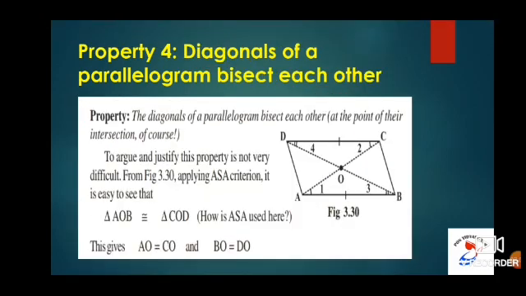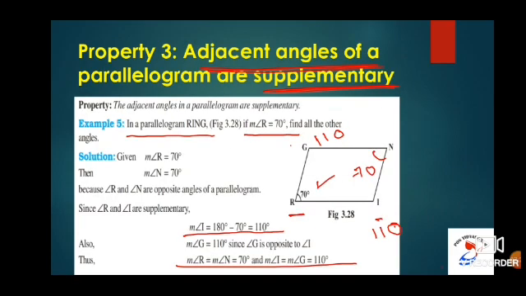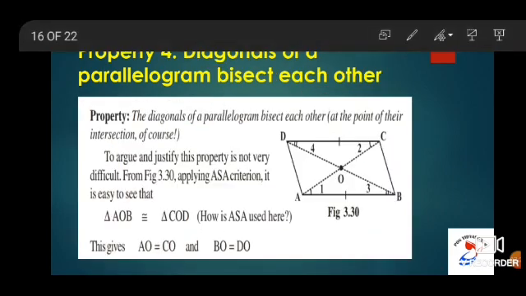Now the last property of a parallelogram, that is, diagonals of a parallelogram bisect each other. Here, again we can take this figure, that is A, B, C, D as a parallelogram. To justify this one, again we are going to apply ASA congruence. ASA congruence is nothing but angle side angle. So let us consider this triangle AOB and triangle COD.